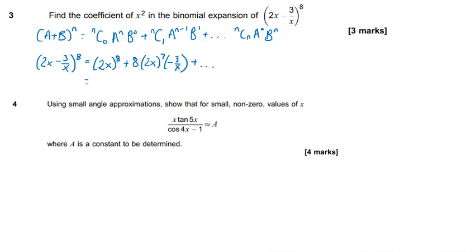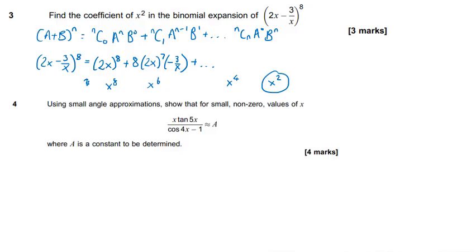So if we just evaluate these first few terms to get a feel for it, this first one is going to have x to the 8 in it. The next one is going to have x to the 7 divided by x, so that's x to the 6. The next term after that is going to have x to the 4, and the one after that is going to have x to the power of 2, which is the one we want. So we need the fourth term.